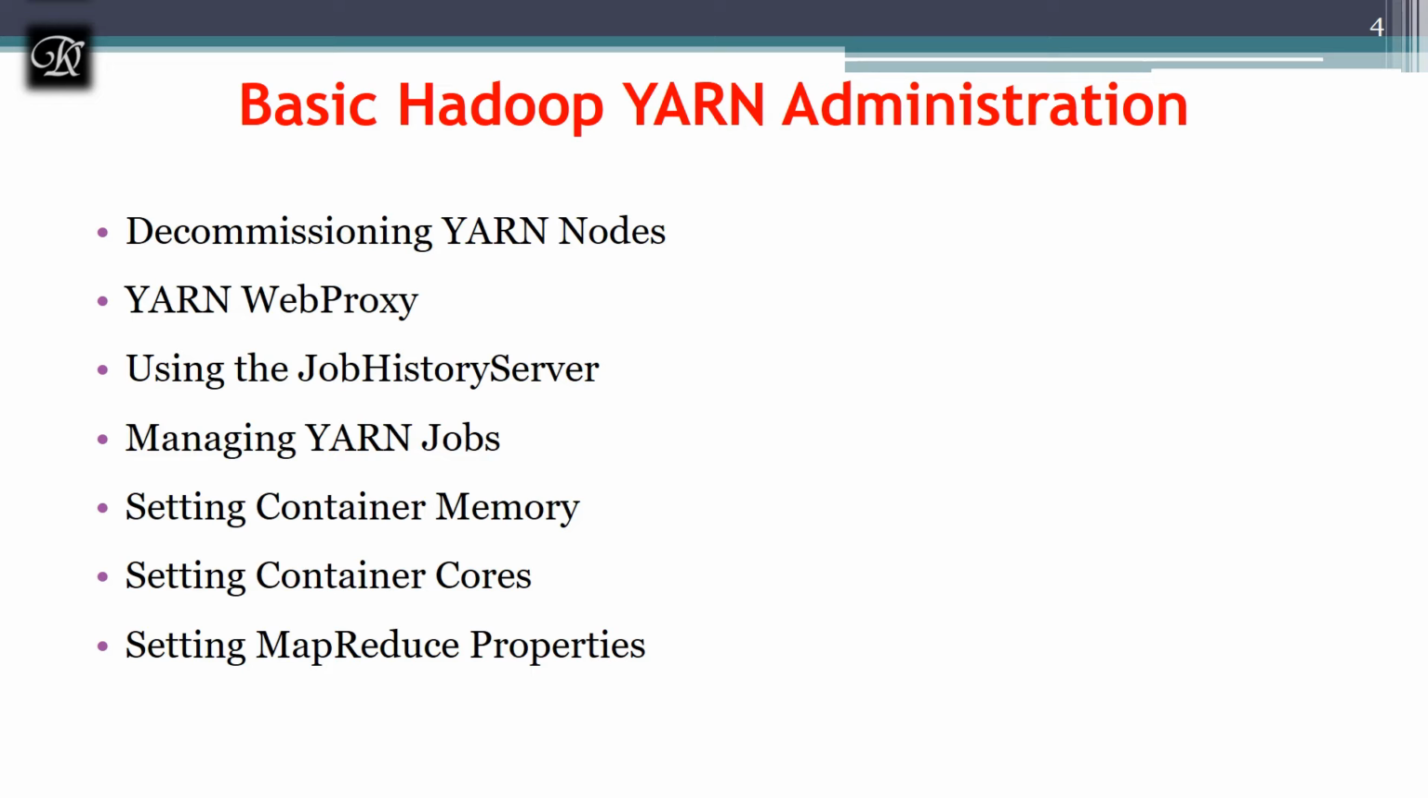Next, managing YARN jobs. YARN jobs can be managed using the yarn application command. It comes with the options -kill, which kills the application, -list, which lists the YARN jobs, and -status, which gives the status of the applications running on YARN.